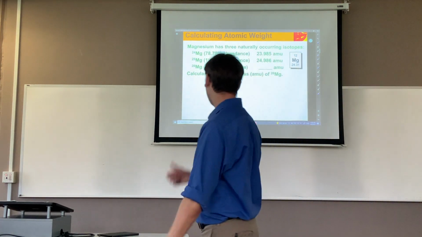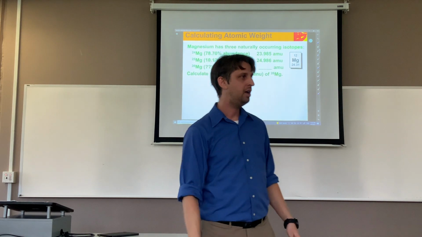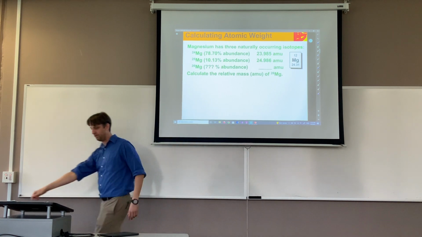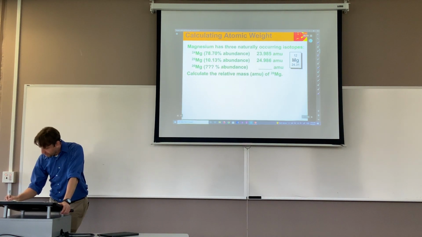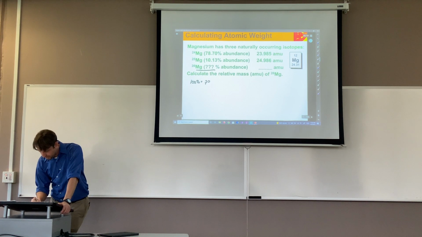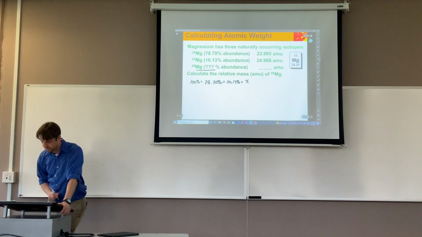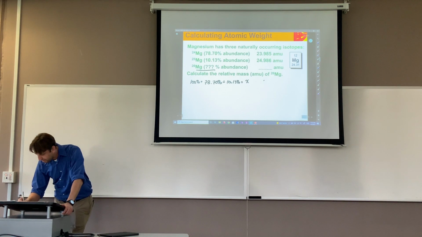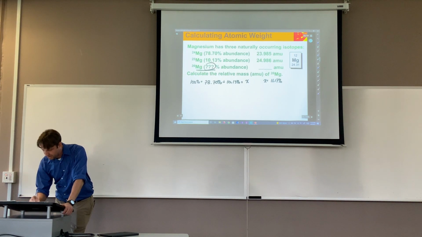Got it? Can you guys figure out the abundance? Yeah, that's not too bad, right? Everything has to add up to be equal to 100%. So for magnesium 26, let's just do that in black. 100% is equal to the abundance of 78.70 plus 10.13% plus X, right? You guys with me on this? So figuring out the abundance of magnesium 26, X is equal to 11.17%. So we can fill that in right there.